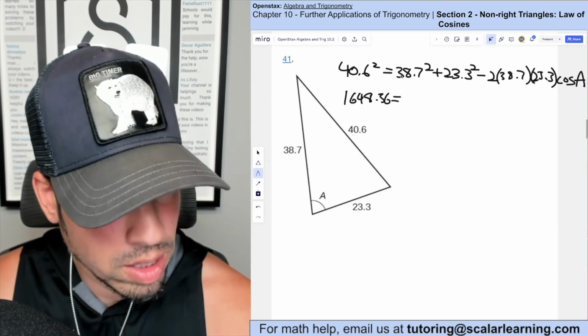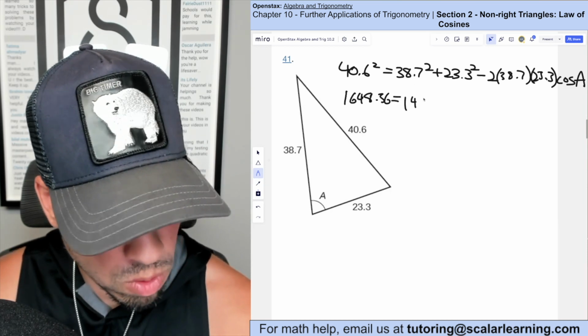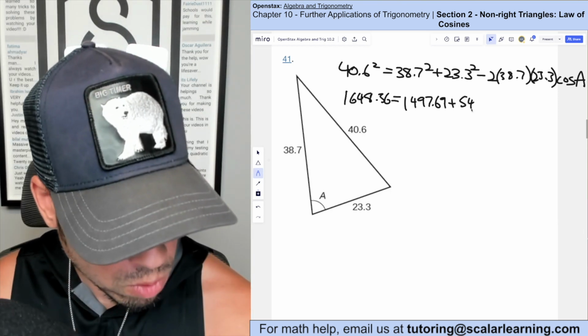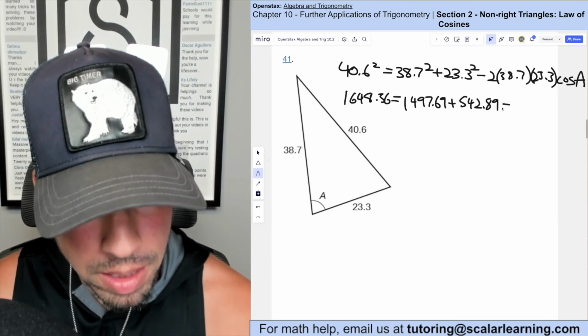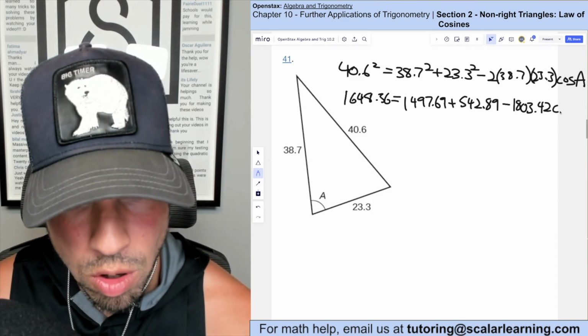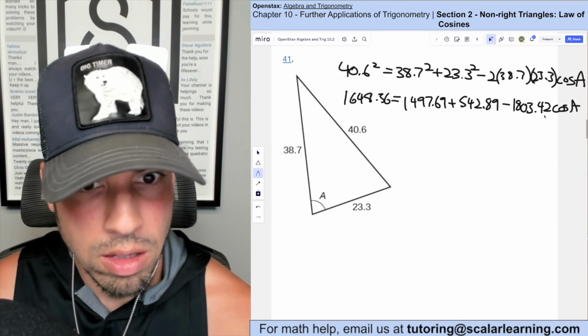So now we got this value squared, which is 1648.36, equal to this value squared, which is 1497.69, plus this squared, which is 542.89 minus 1803.42 cosine of A. All right, now let's isolate A.